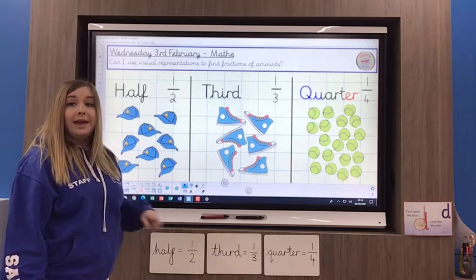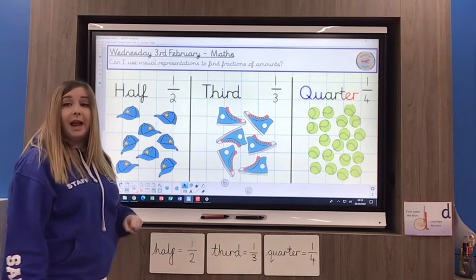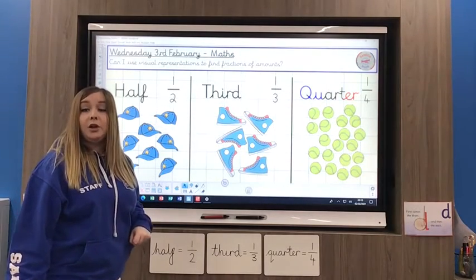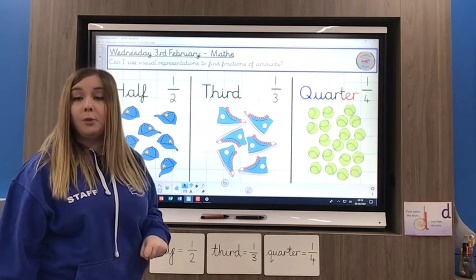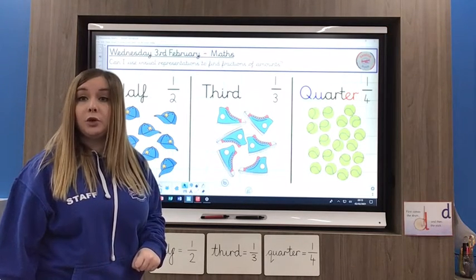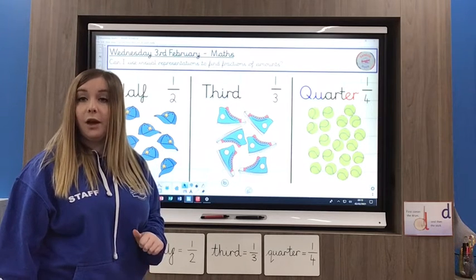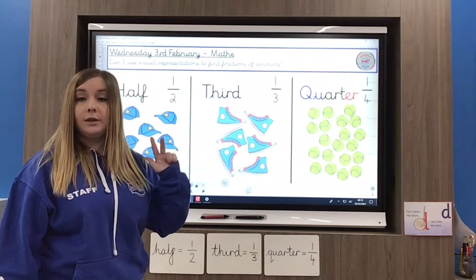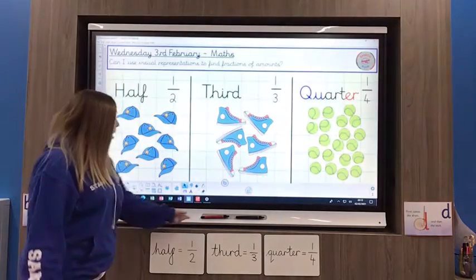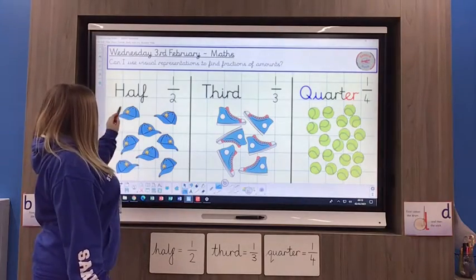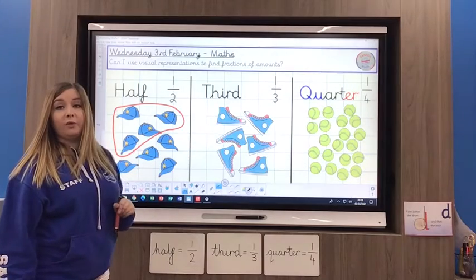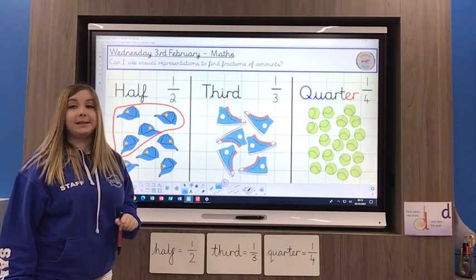My whole is 8. And I now need to find half of it. So remember, we can use our 2 times tables to help us when we are finding halves. And we can count up in 2s until we get to the number 8. Let's have a go together. 2, 4, 6, 8. So half of 8 equals 4. And there I've just circled 4 of the caps.